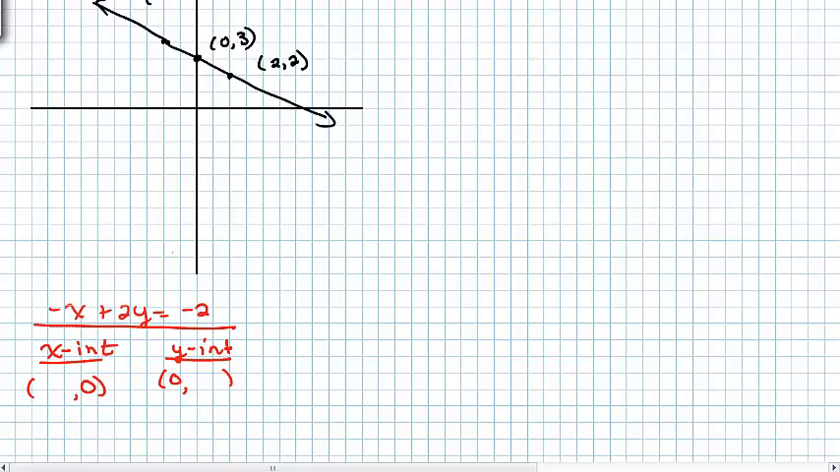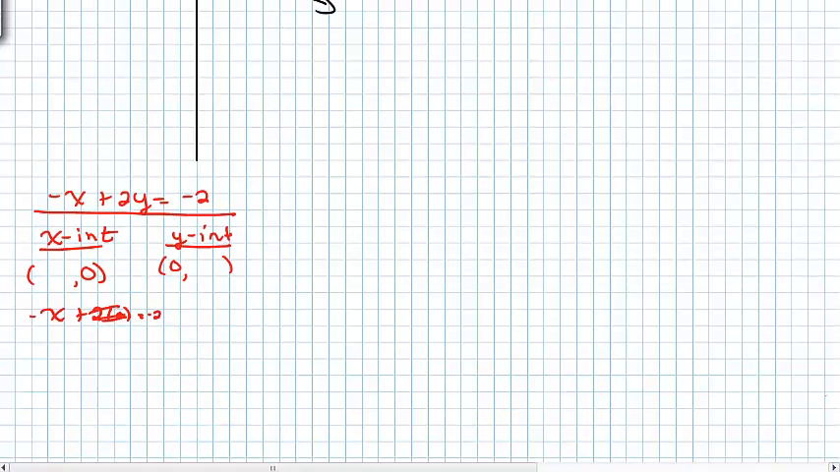So if you plug 0 in for this, then this term is just gone. Oops, sorry. I was doing the y-intercept. We're putting 0 in for y, so -x plus 2 times 0 equals -2. So this term just ends up being gone. And what I do when I'm sitting at my desk is I just cover this up with my finger, and I just see -x equals -2, and that tells me that x has to be equal to +2. So 2, 0 is my x-intercept.